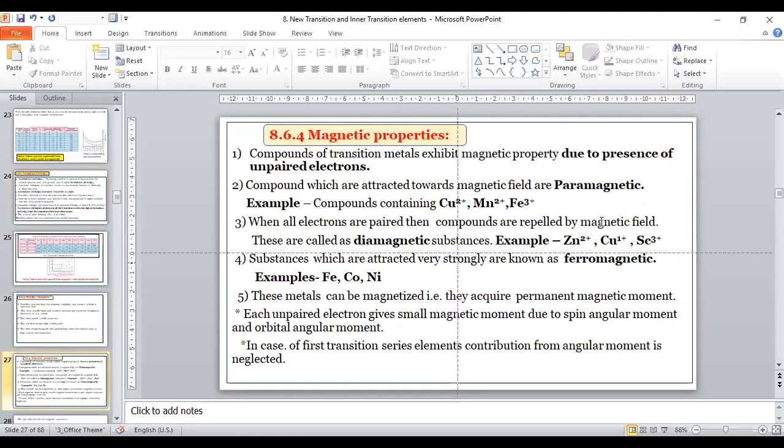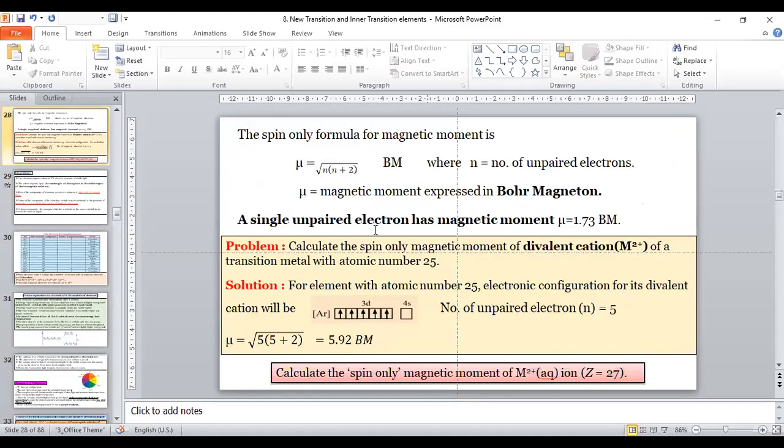This magnetic property is very important. Remember what ferromagnetic substances are, what paramagnetic substances are, and what diamagnetic substances are, and how to calculate the magnetic moment. For the board examination, there may be a question on calculation of the magnetic moment. They will give the atomic number and whether it is divalent or monovalent. M2+ means 2 electrons are removed. Always remember, if you know the procedure for calculating the number of unpaired electrons, then it is very easy to calculate the magnetic moment, because only n is required, and n is the number of unpaired electrons.